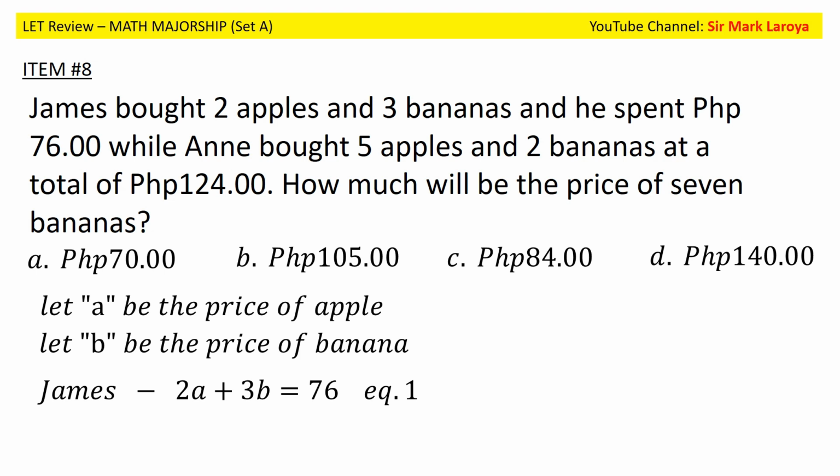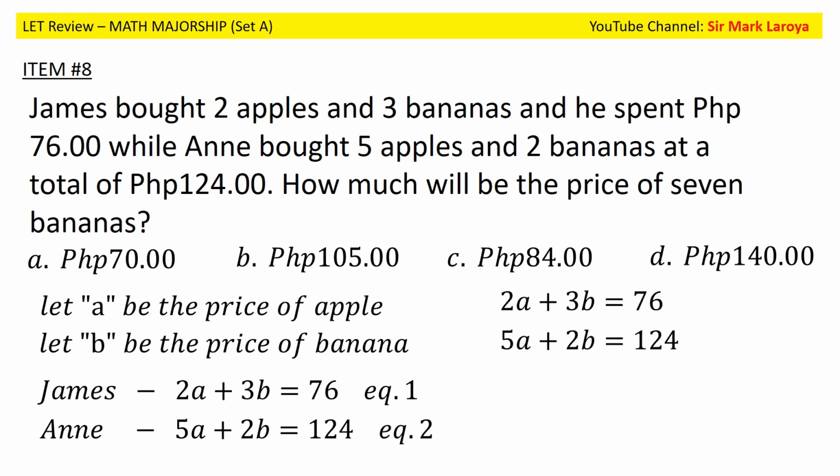For Ann naman, na bumili ng 5 apples and 2 bananas, it will now become 5A plus 2B, and that will be equal to 124. So that will be our equation number 2. So i-rewrite lang natin, it's now 2A plus 3B equals 76, and equation number 2, 5A plus 2B equals 124.